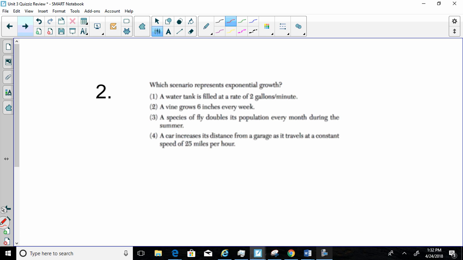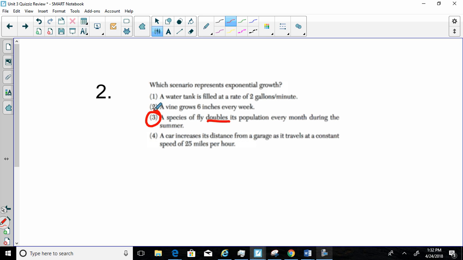Which scenario is exponential growth? So which one, what does exponential involve again? Multiplying. So which one of these involves multiplying over and over again? 3. Perfect. Because we know if there's a percent or if it's doubling or anything like that, that it's exponential. What would the other 3 be? Linear, right? Cool. So if something's doubling, tripling, multiplying by a percent, anything like that, it's exponential.